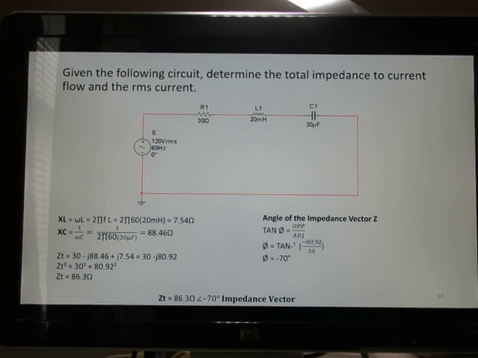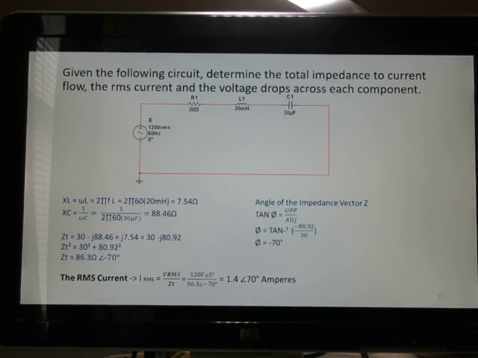We're going to combine the like values, so we end up with 30 minus J 88.646 plus J 7.7, so we get 30 minus J 80.94. We combine those like terms. And now we use the Pythagorean theorem again, and we get 86.3 for our Z side, and our angle is at minus 70 degrees.